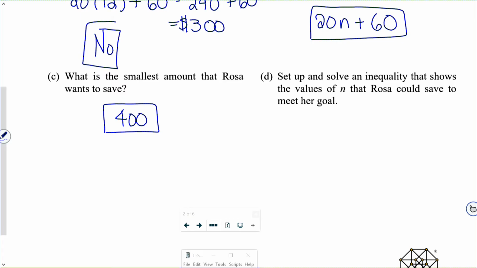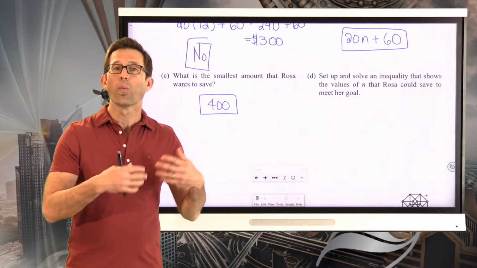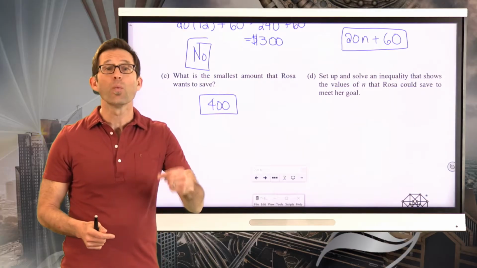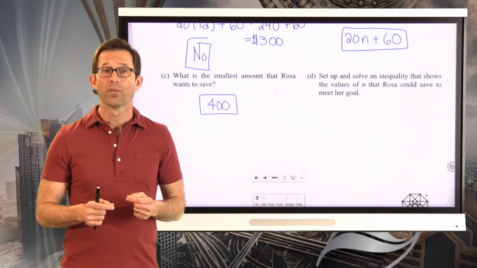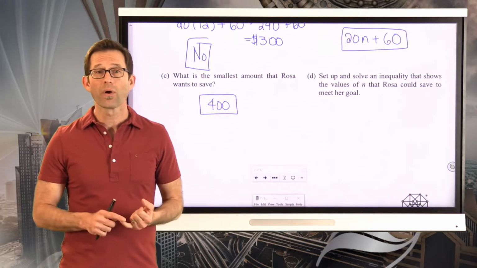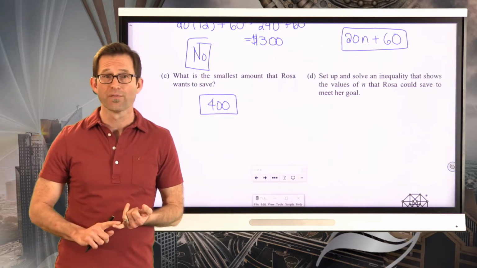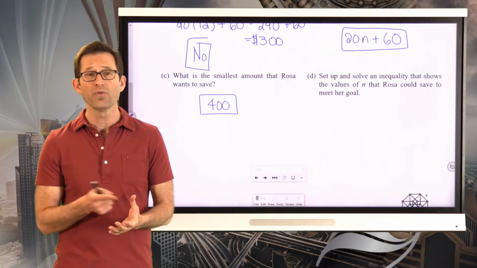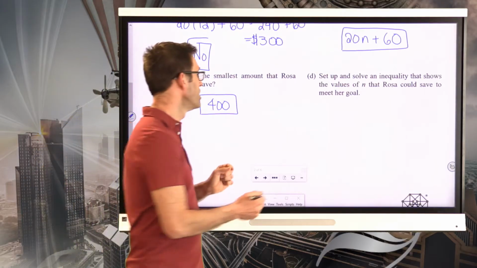Now, letter D. Set up and solve an inequality that shows the values of n that Rosa could save to meet her goal, right? So, in other words, how many weeks will it take her to save at least $400? Well, again, 400 means it could be 400, it could be 401, 402, $400.50, it could be $500, it could be $2,000.